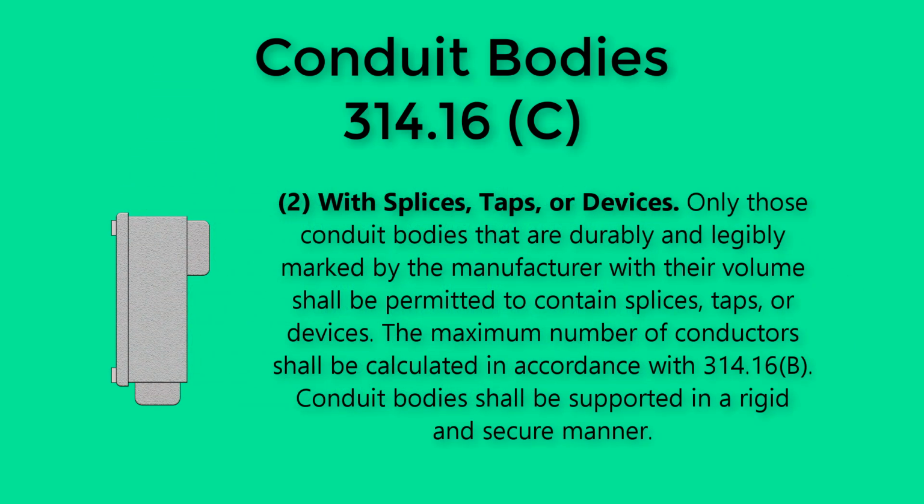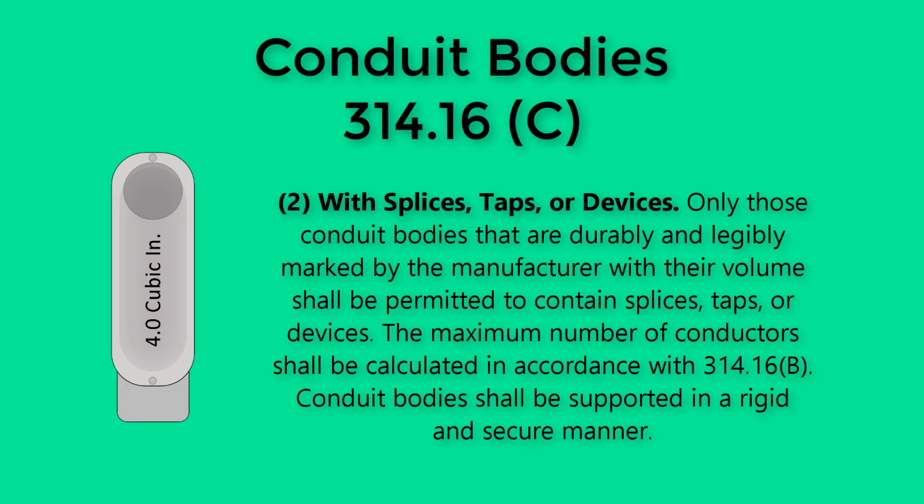Conduit bodies that allow splices must have the cubic inch space provided. Article 314.16(C)(2) states, only those conduit bodies that are durably and legibly marked by the manufacturer with their volume shall be permitted to contain splices, taps, or devices. The maximum number of conductors shall be calculated in accordance with 314.16(B). Conduit bodies shall be supported in a rigid and secure manner. Remember that code sections pertaining to conduit fill and minimum conductor space apply to all conduit bodies.